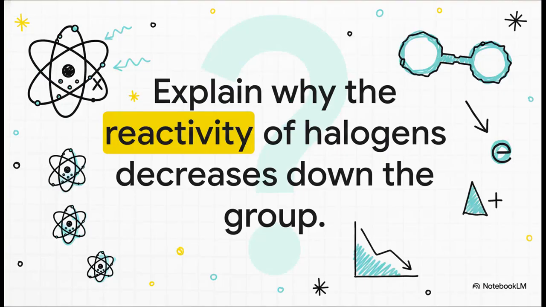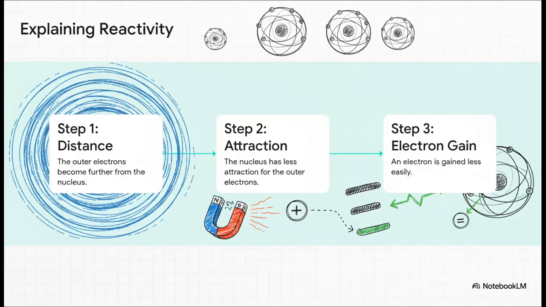Right, another explain why question, this time for 3 marks. This is a really common one. So, why do the halogens get less reactive as you go down group 7? It's all about their electron structure. To nail these 3 marks, you have to connect the dots.